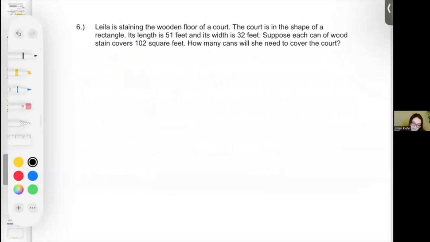All right, so we have our court here. It's in the shape of a rectangle. We draw this out as best as we can. So here's the court. Maybe it's basketball or probably something along those lines. So we have our court here. We're saying it's 51 feet long and 32 feet wide. So we really need to find the area of the court.